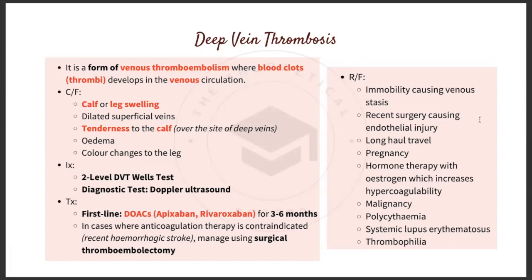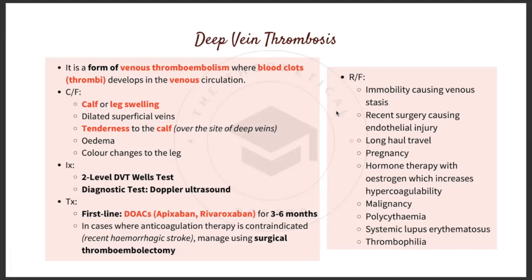Third is deep vein thrombosis. It is a form of venous thromboembolism where blood clots, thrombi, develop in the venous circulation. So earlier, when we talked about peripheral arterial disease and acute limb ischemia, we were talking about clots that developed in the arterial circulation. So venous thromboembolism, does this sound familiar? In one of my videos in the cardiology series, I talked about pulmonary embolism. Venous thromboembolism comprises pulmonary embolism and deep vein thrombosis.